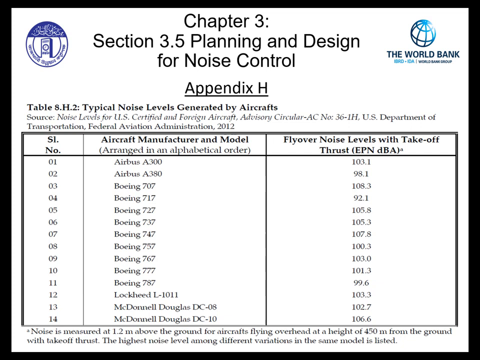As an example, the aircraft manufacturer and model, if we have an example such as the Boeing 747, the flyover noise level with takeoff thrust is given to us as 107.8. The Boeing 787, as another example, will give us a smaller, less sound transmission in the level of 99.6.